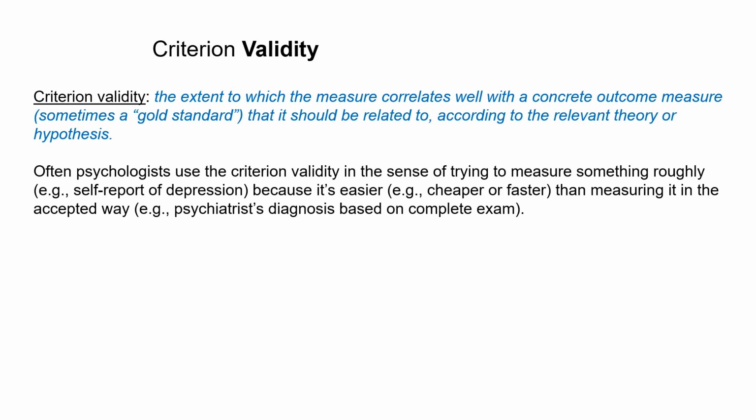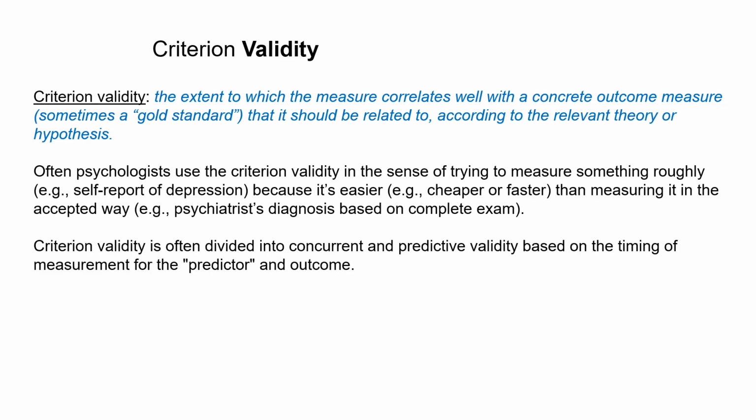So psychologists will often use criterion validity to try and measure something roughly because it's easier than measuring it in the accepted way. It could be that the accepted way of measuring something takes hours, or is very expensive, or is very hard to do, or is very invasive. Those types of things. So you're developing a new way to measure it. You're not going to get as good as that gold standard. You're not going to get as accurate as that gold standard. What you're trying to do is get as close as possible while minimizing all of those problems with the initial measure, like it being too invasive, too time-consuming, or too expensive.